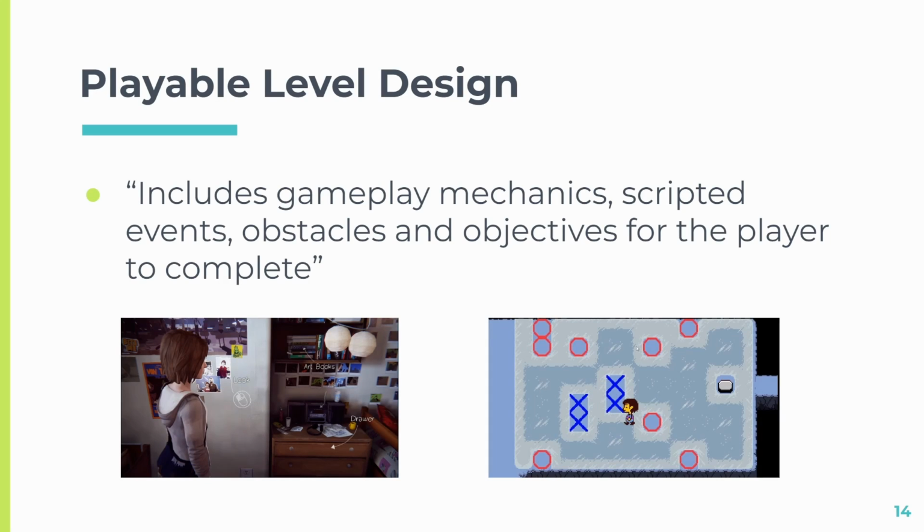So then we have playable level design. This includes gameplay mechanics that are scripted events, obstacles, and objectives for the player to complete. So, for example, pretty much like Life is Strange, you can interact with the objects, and sometimes the story changes depending on that, or sometimes you can just pick something up, like Left 4 Dead, they have the gas cans and stuff like that. In Undertale, you can light up mushrooms, and there's like the ice puzzle where you have to stand on the X's and make them O's and stuff like that. Those are playable level design.